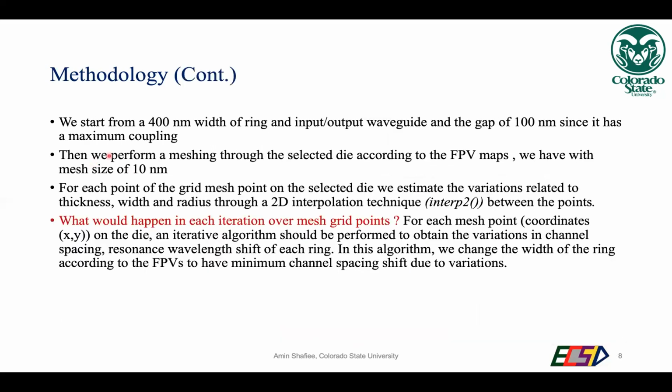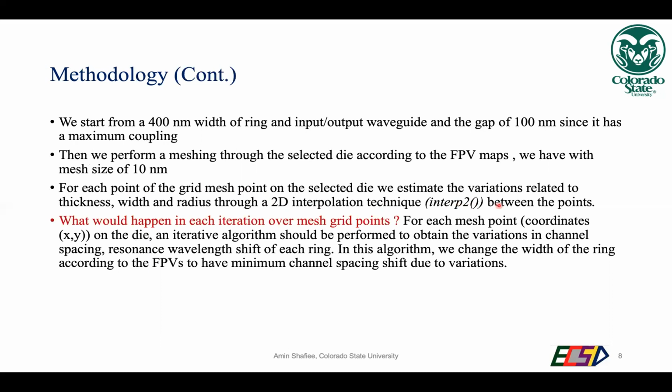Then we start from a 400 nanometer width of the ring and input and output waveguide and a gap of 100 nanometers, since it has a maximum coupling. Then we perform a meshing through the selected die according to the FPV maps we have, with a mesh size of 10 nanometers. For each grid mesh point on the selected die, we estimate the variations related to the thickness, width, and the radius through the 2D interpolation technique, which can be done by this command in MATLAB between the points.